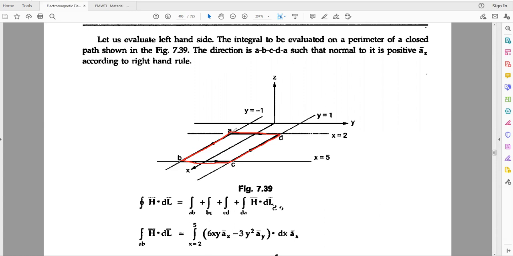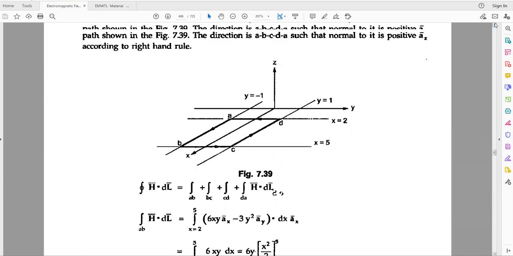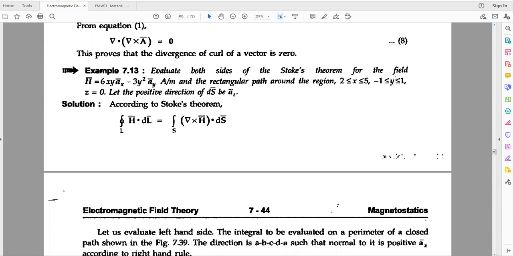It is on the z equal to 0 plane. The integral of H bar dot dl bar is equal to the integral AB, integral BC, integral CD, and integral DA of H bar dot dl bar. Okay, for integral AB of H bar dot dl bar, dl bar is along the x value. The x value you can take as x from 2 to 5. Why am I taking 2 to 5? They gave the range of x as 2 to 5, y as minus 1 to 1, and z equal to 0.